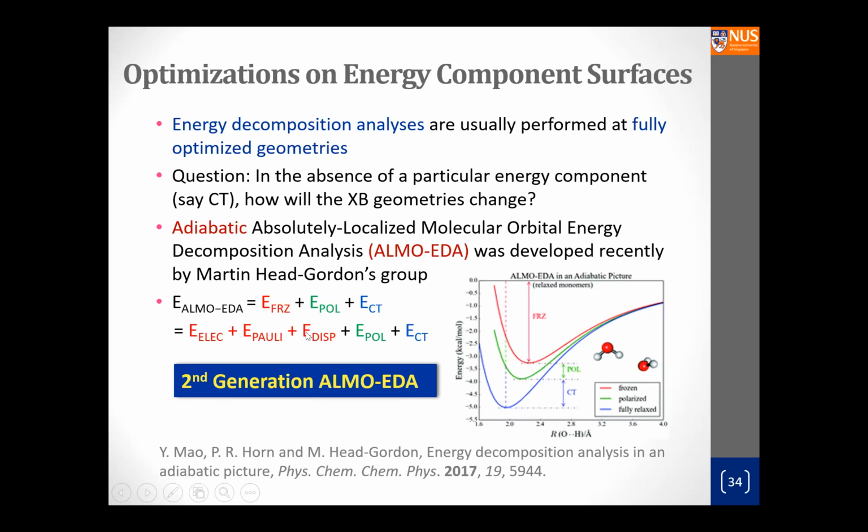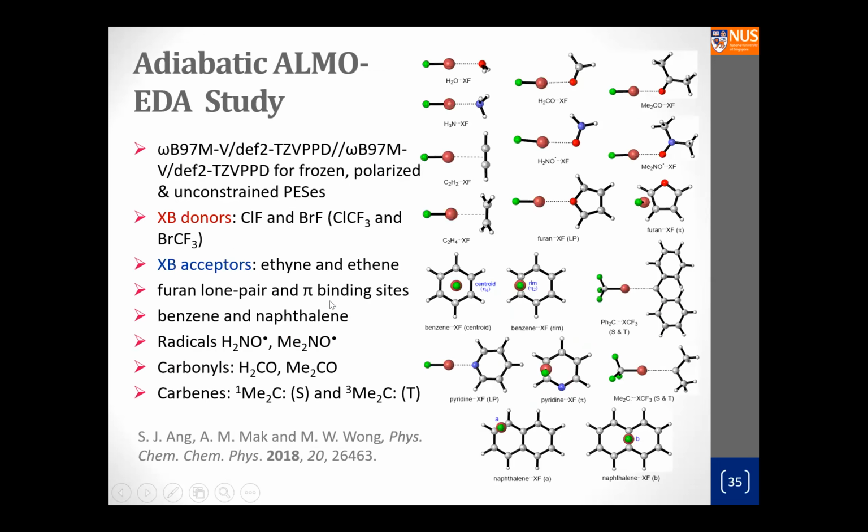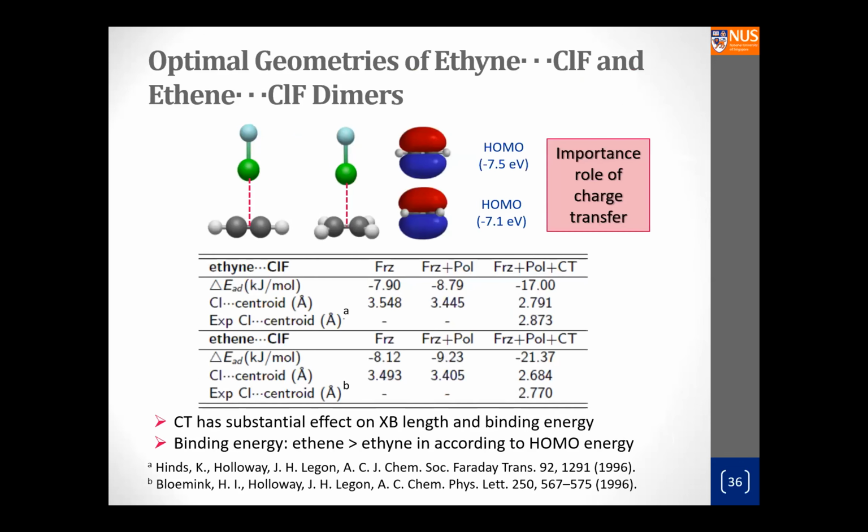So basically you can do the optimization using just the frozen term, or including polarization, or finally including the charge transfer. So we explored all types of halogen bonds. Specifically, we'll look at the aromatic one again, as well as, as the literature reports, halogen bonds involving radicals and carbenes, which are very favorable. So I go back to the example I'll talk about.